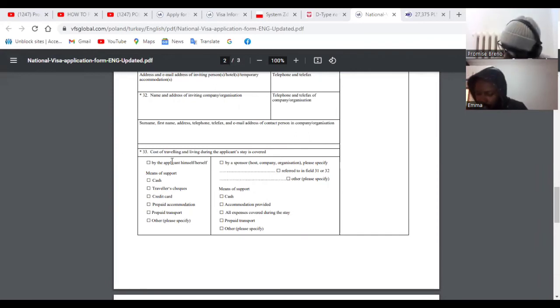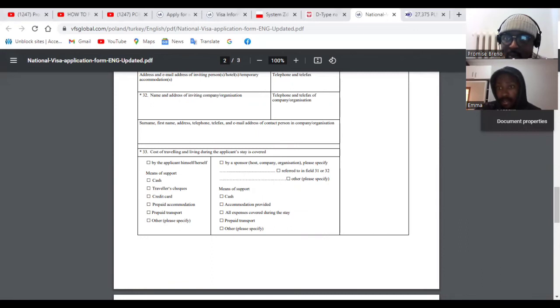At number 33, the cost of traveling and living during the applicant's stay is covered. As in my own case, as a work permit holder, which of the boxes should I tick here? That I'm sponsoring myself or by my employer? Okay, just a moment.